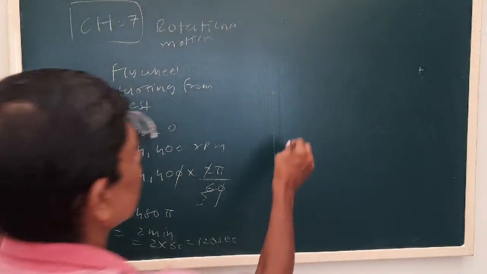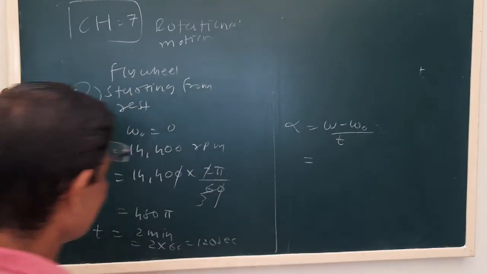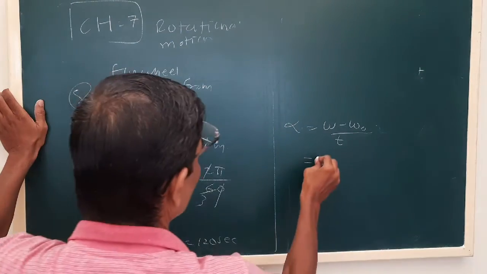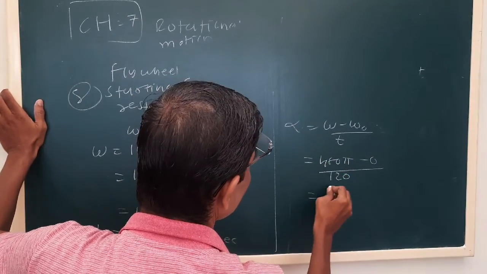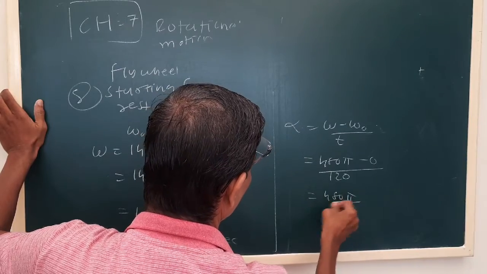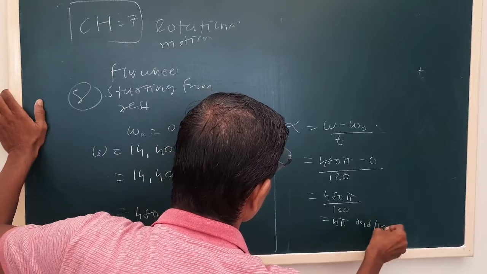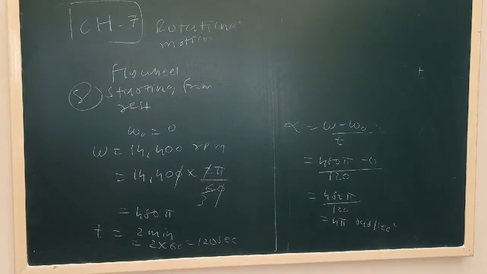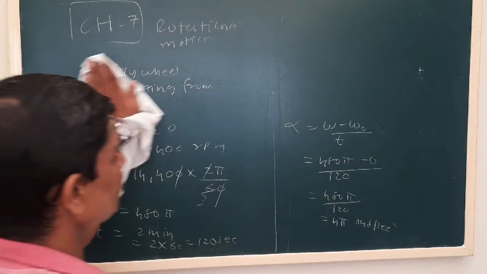So alpha is omega minus omega 0 upon t. Okay, omega we have obtained is 480 pi. Time is 120 seconds. So 480 pi upon 120. Okay, so angular acceleration we obtain is 4 pi radian per second square. Now this is about MCQ number 8. Now see next MCQ.